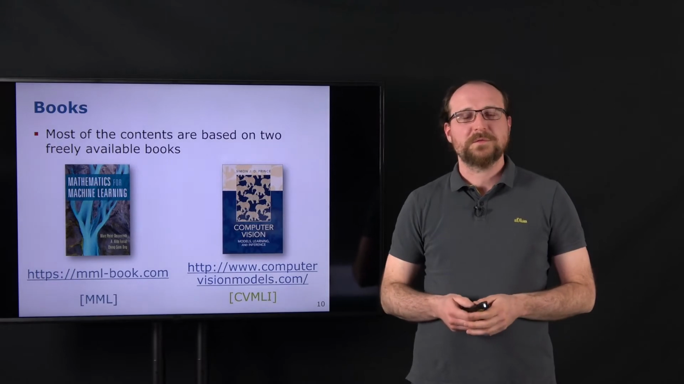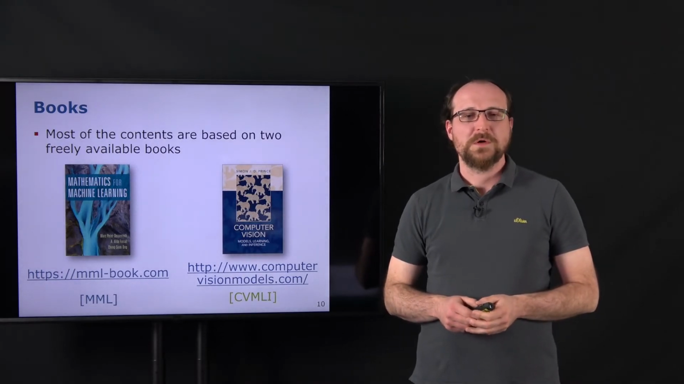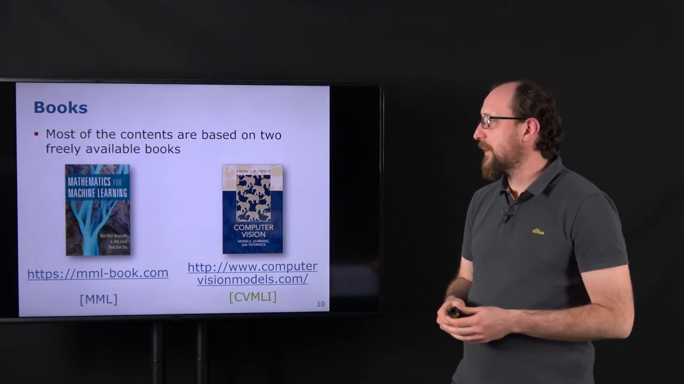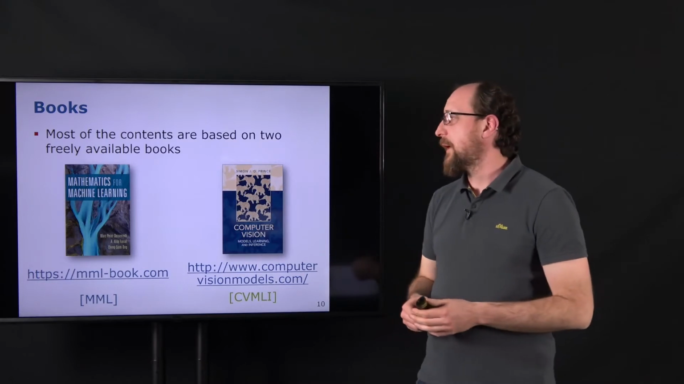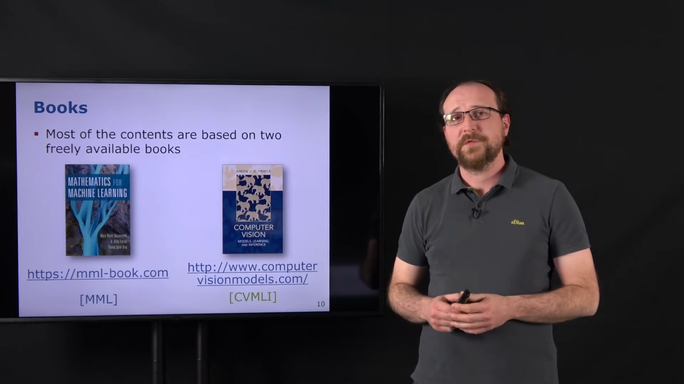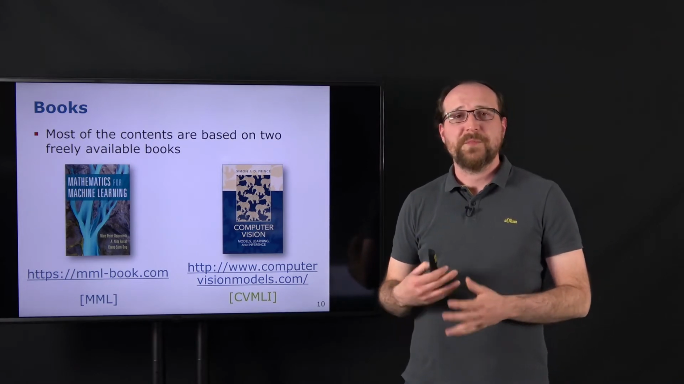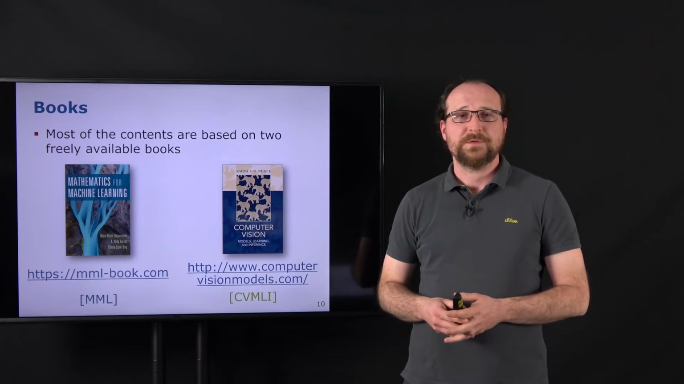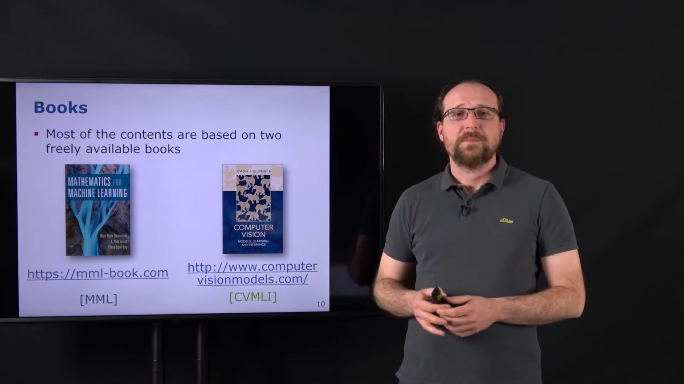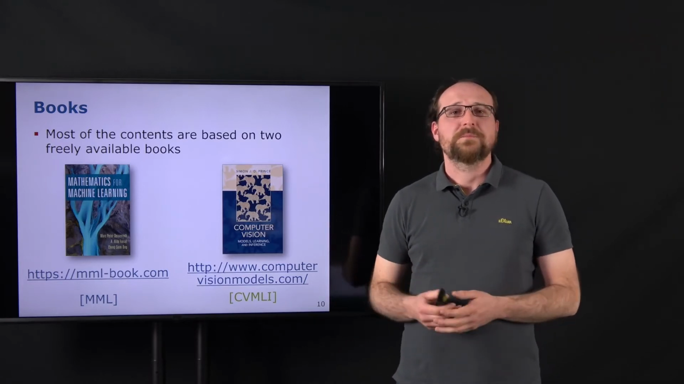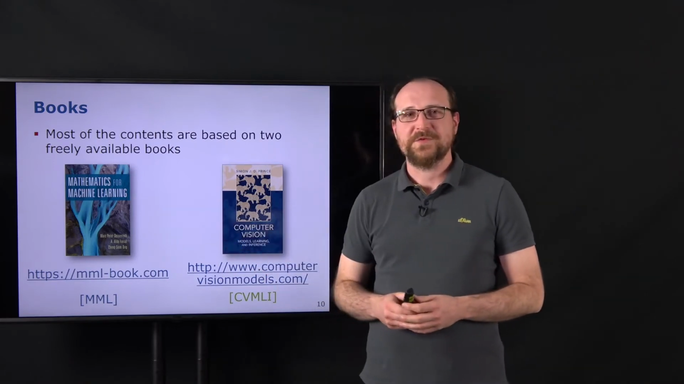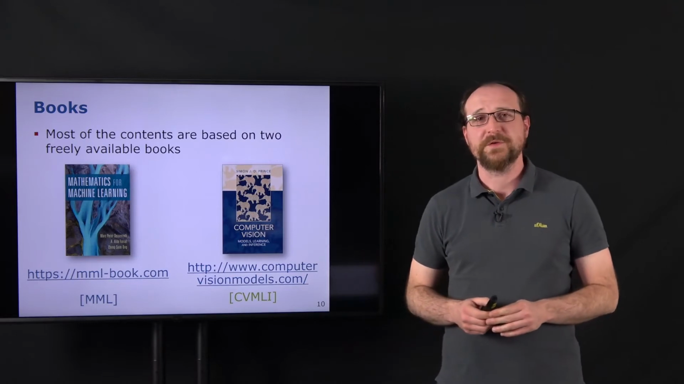The basis of this course are two books. Most of the contents are available in these books. The main resource for the first part is Mathematics for Machine Learning from Deisenroth and colleagues, which also gives you some background on the mathematics for the machine learning tasks. We will cover the basics here in the course, but if you forgot something about linear algebra or something like this, then it is covered in the Mathematics for Machine Learning book.